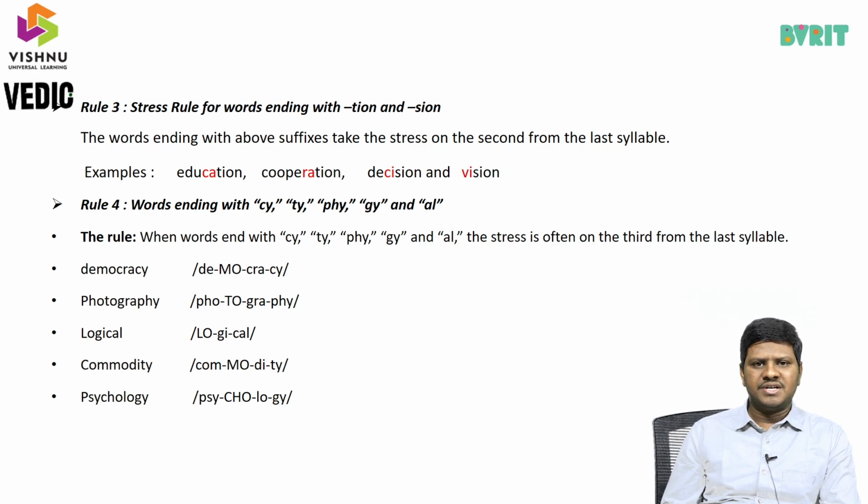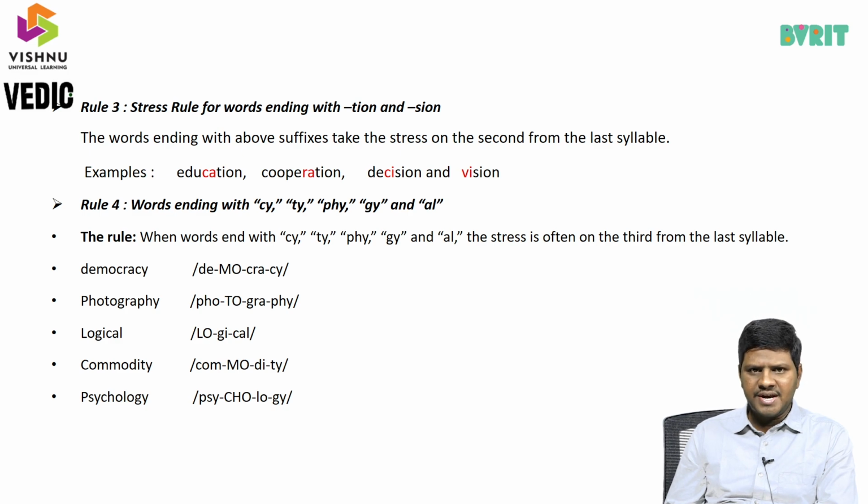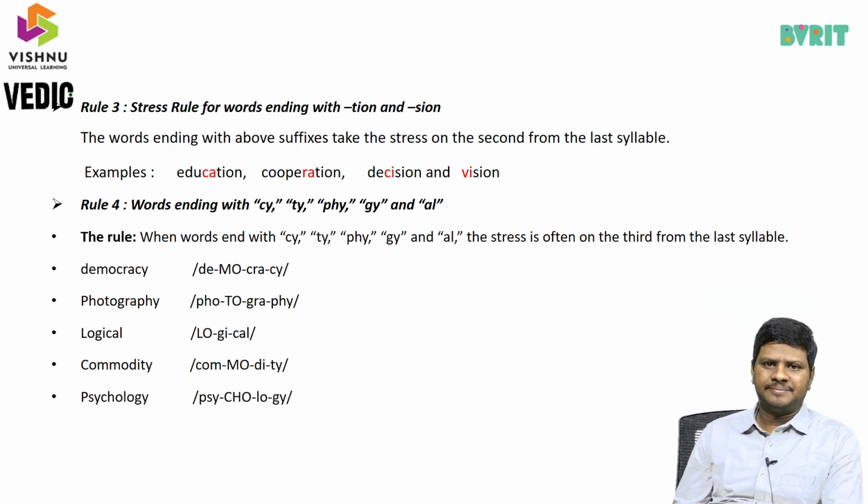Democracy, here it is given as a polysyllabic word. Democracy comes under polysyllabic. There are 4 syllables in this word, but we highlight only the third syllable from the last. Okay, democracy, photography, logical, commodity, psychology.